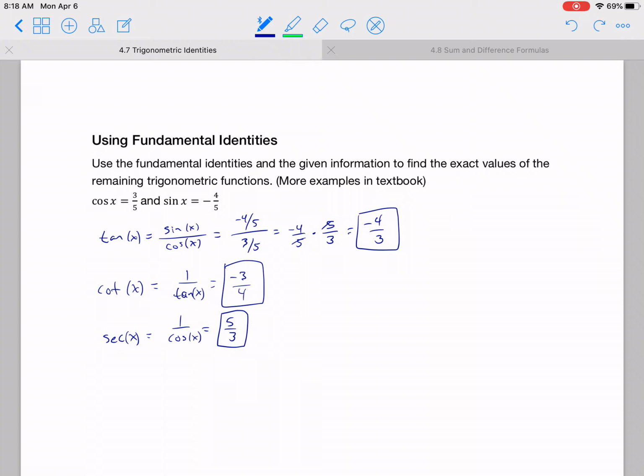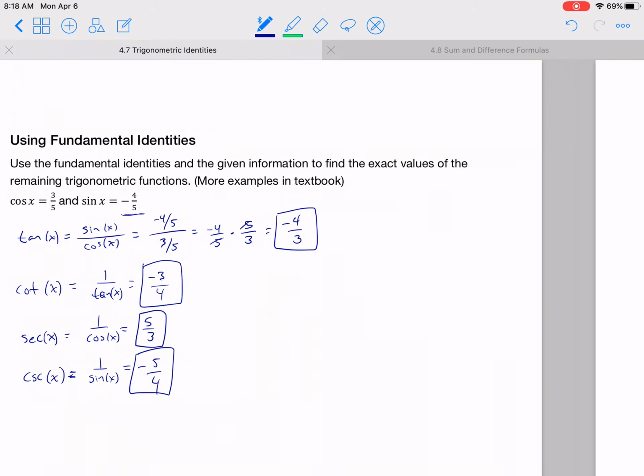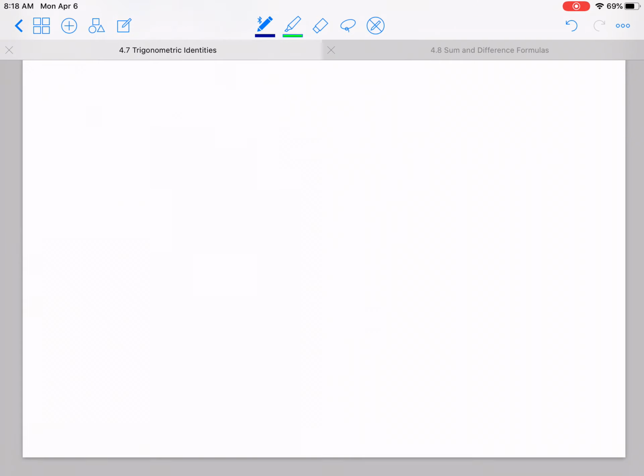And then we could do cosecant, the last one, and that's just 1 over sine of x, and therefore this is the reciprocal of this, which is negative 5/4. And there we go, we have our last one. So take a look in the book, see some more of those, but they're not too bad. It's just a matter of combining them together until you get what you're looking for. I think I have to go to the next page.